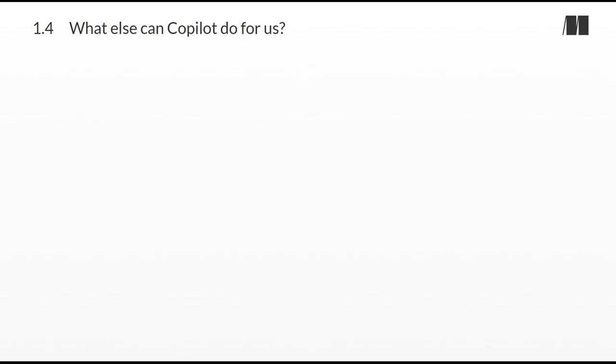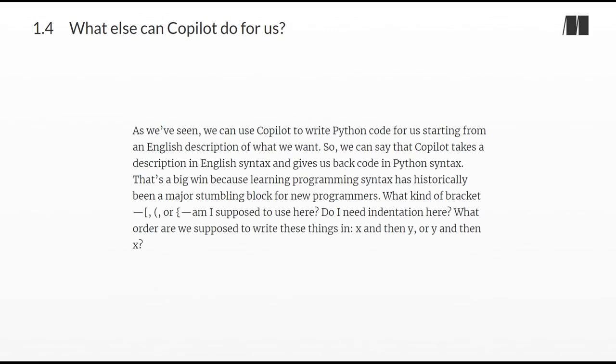Section 1.4. What else can Copilot do for us? As we've seen, we can use Copilot to write Python code for us starting from an English description of what we want. So we can say that Copilot takes a description in English syntax and gives us back code in Python syntax. That's a big win because learning programming syntax has historically been a major stumbling block for new programmers.